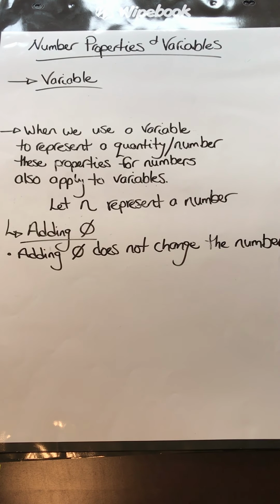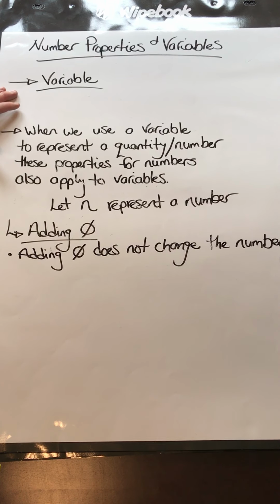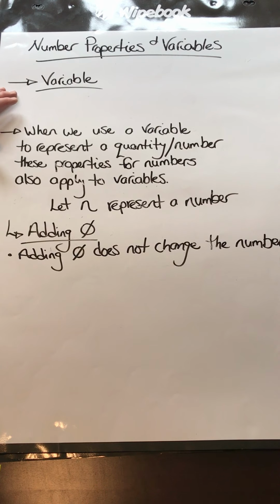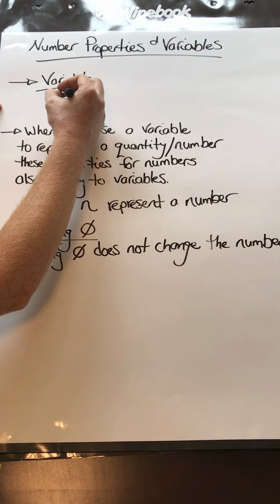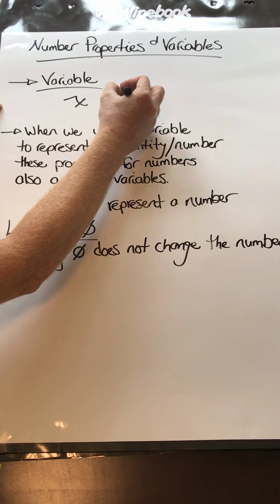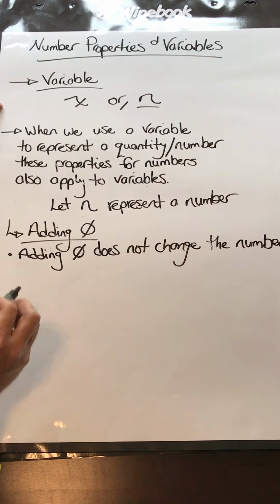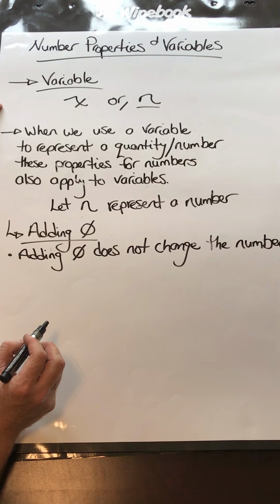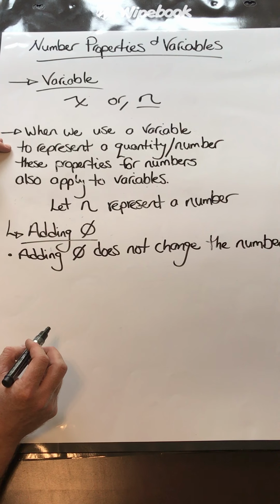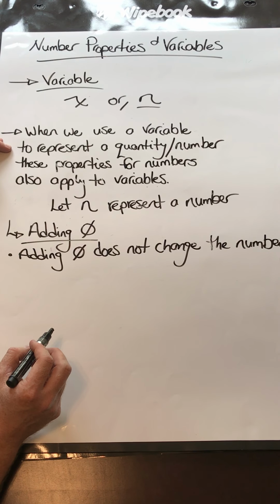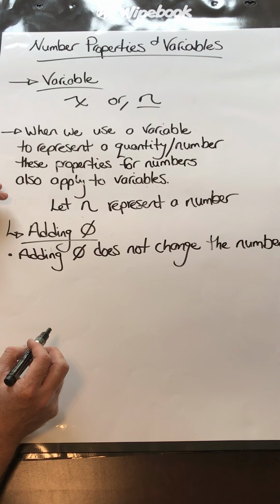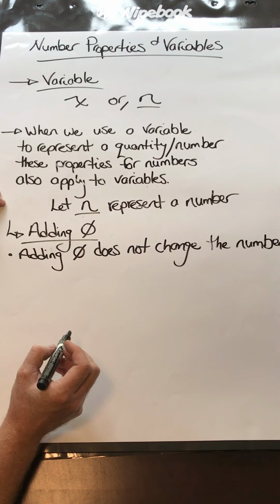So today we're going to talk about some number properties and variables. And as we know, a variable is a letter or a symbol representing a quantity that can vary or change. And we often use an italicized letter such as X, or we could use another one. Today we're going to use N, because N is sometimes used since the word number starts with N. So when we use a variable to represent a quantity or number, these properties for numbers also apply to variables. So we're going to start off by saying let N represent a number.